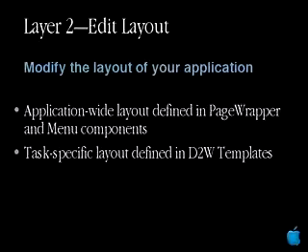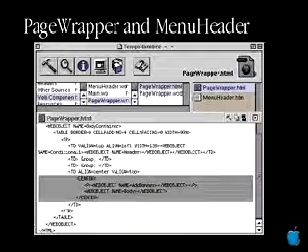In layer 2, you can begin to customize the layout of your application, whether it's application-wide or task-specific. For application-wide layout, for things that you want displayed on all of your pages, you're going to edit something called the page wrapper. The page wrapper is a piece of HTML which is inserted in your project when you create it, which tells us how you want your pages laid out. Where does the menu go? Where does the content of the page go? So you can plug in your own stuff into this page and say, well, I want this icon to show up on all the pages. I want this banner to show up in all the pages. And that's how you get your specific corporate look and feel.